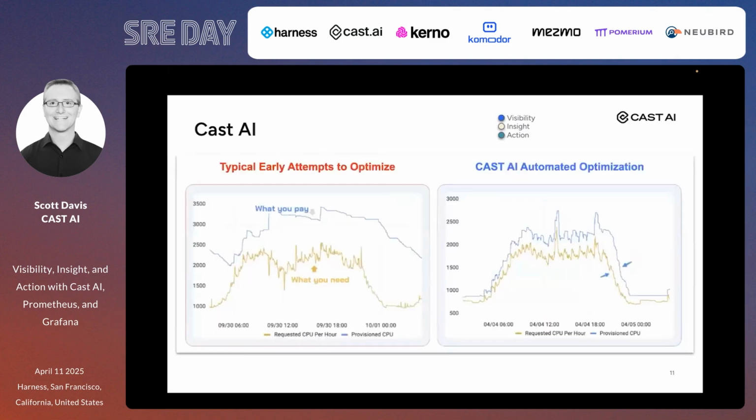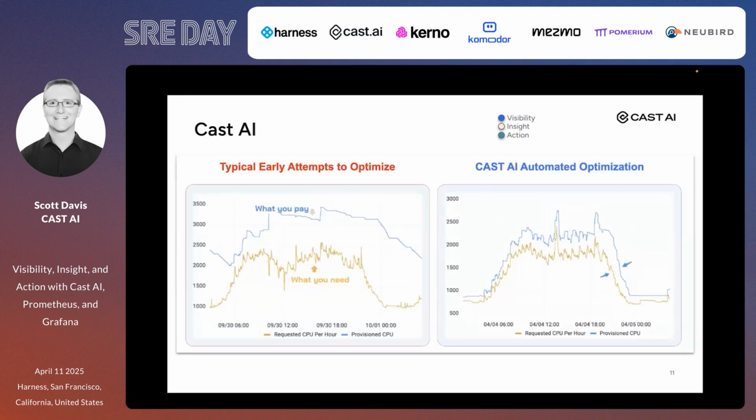What we typically see, if you look at this diagram, is that the blue line, from typical early attempts to optimize, is what you pay. That's your provision. Most customers and development teams are going to over-provision. Why? They don't want to crash, right? They want as much performance capability as they can get out of their nodes. The yellow line indicates what you actually need, what you are actually using. And that difference between what you pay and what you're actually using is lost revenue for you. That is lost money, because you're losing money between those two areas.